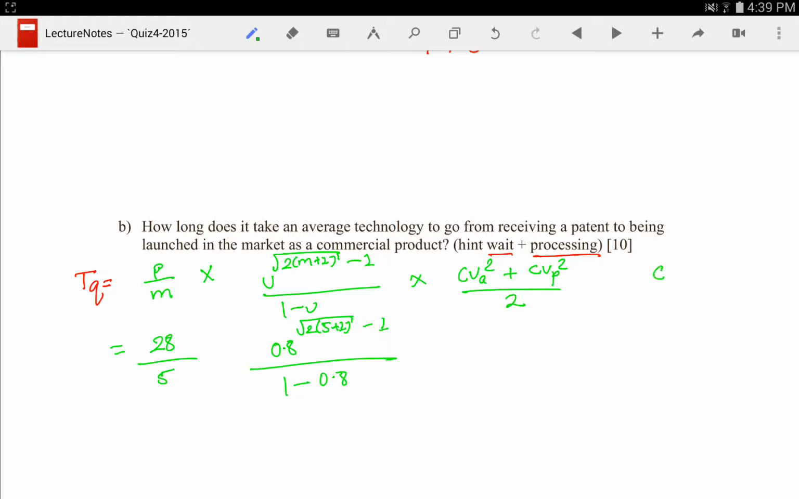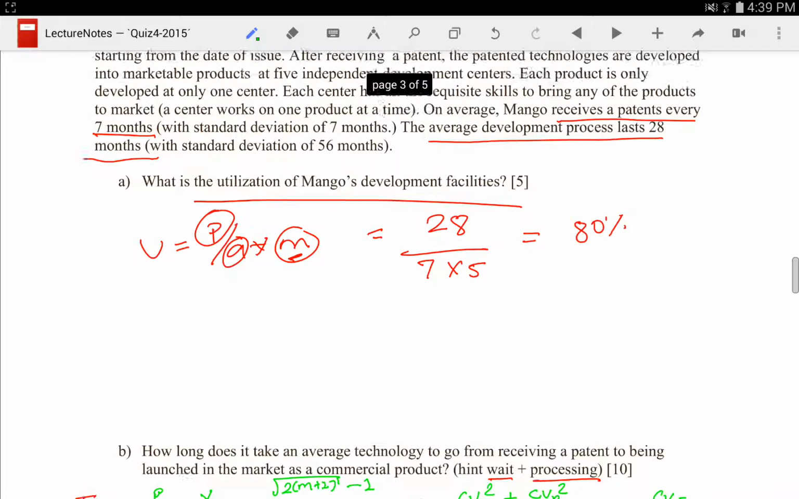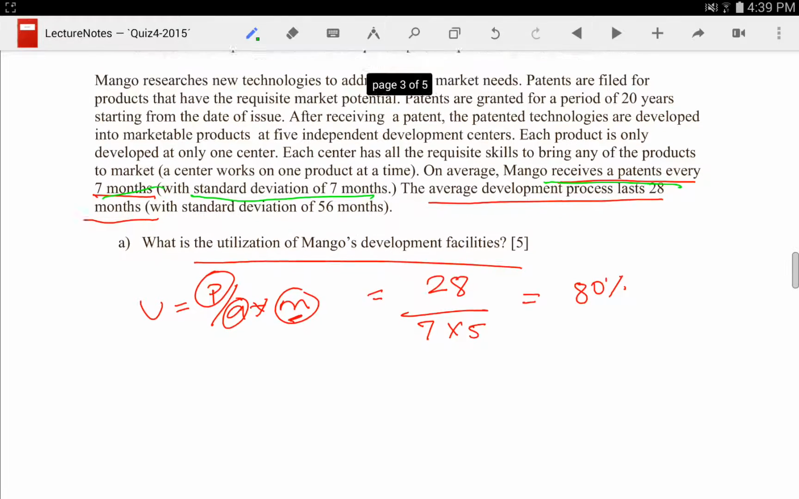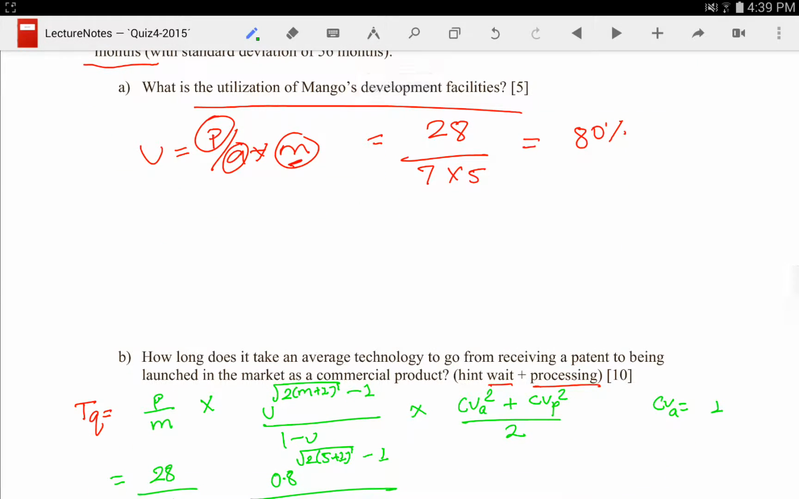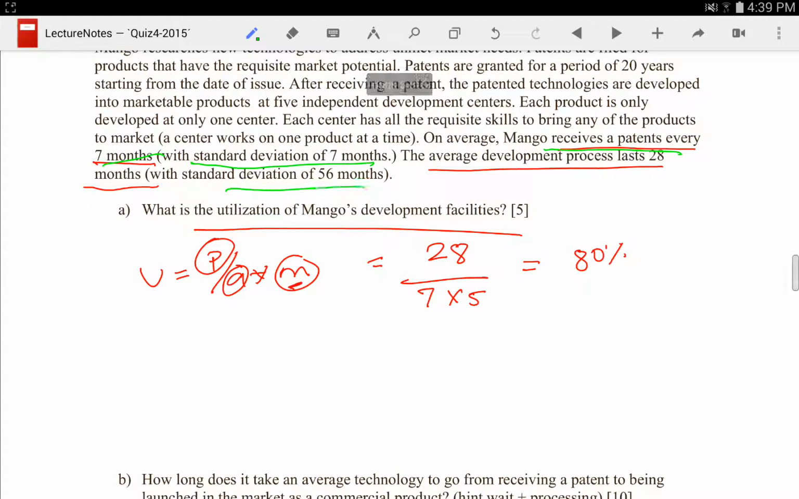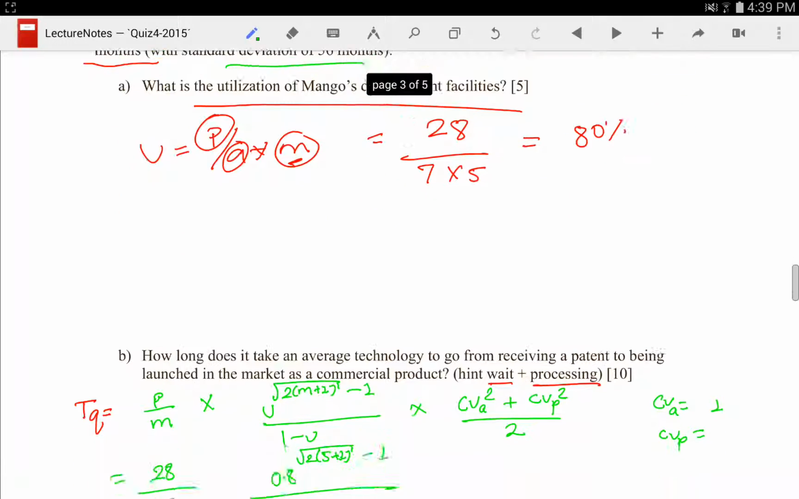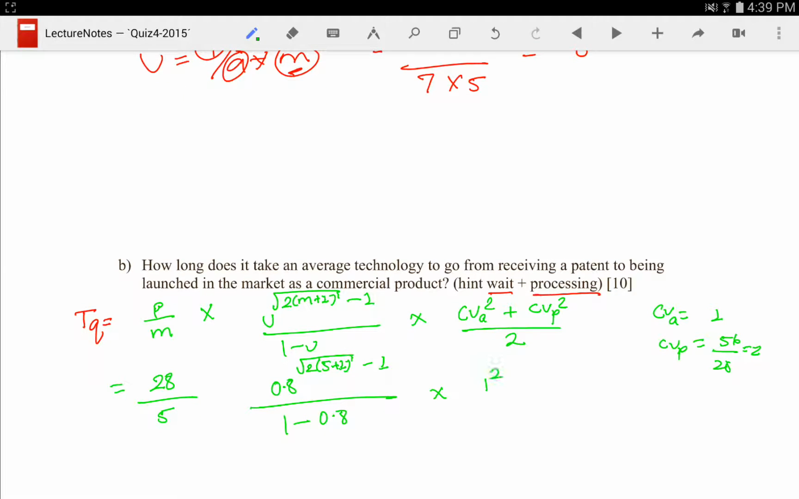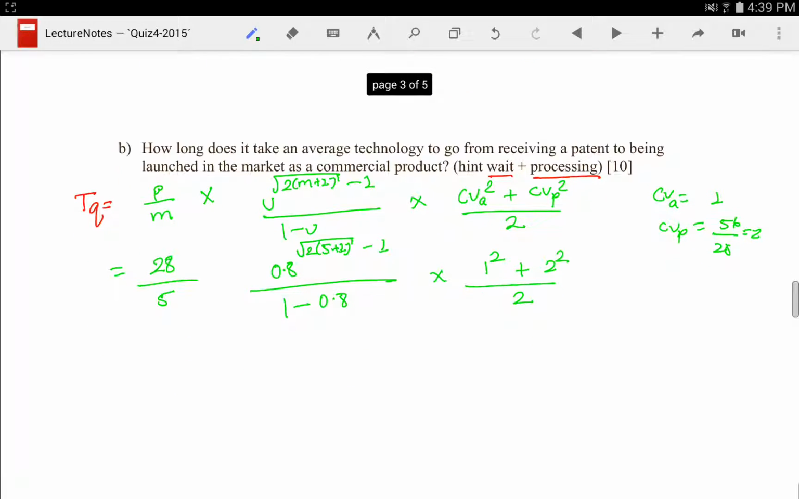Now we need to find CVA on the side. CVA is the standard deviation of the inter-arrival time, which is 7 months, divided by the average, which is 7 months. So 7 divided by 7 is 1. CVP, on the other hand, has a standard deviation of 56 and an average of 28. So 56 divided by 28 equals 2. Okay, so we have (1 square plus 2 square) divided by 2.